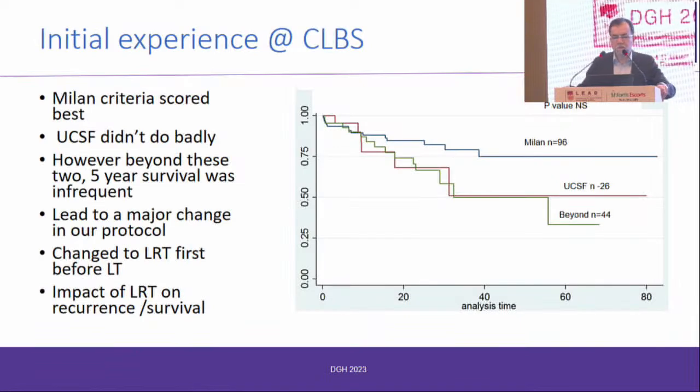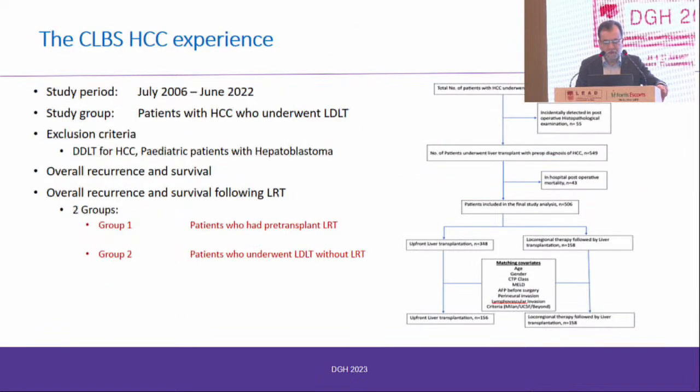But what I'll come to straight away is our own experience at CLBS, which is a huge number of cases. In the initial period, it was quite clear that Milan criteria did best. UCSF didn't do badly. However, if you bend beyond these two, then you would have poor results. So that's the time when we changed from upfront liver transplantation to local regional therapy first. In the next few slides, I'm going to share with you what our data on this has been.